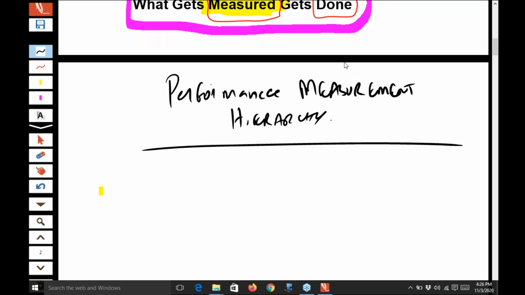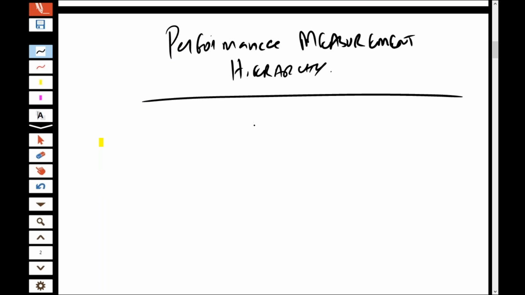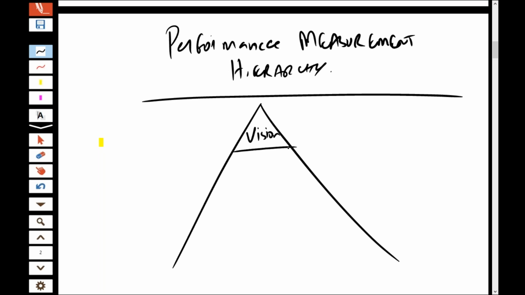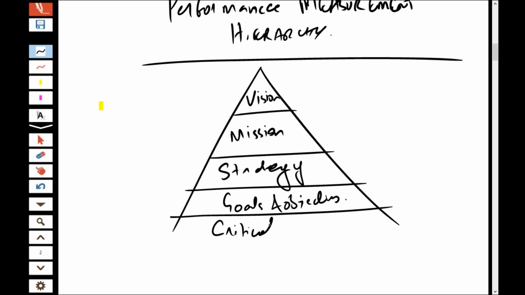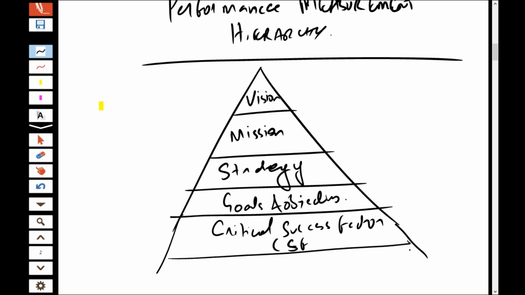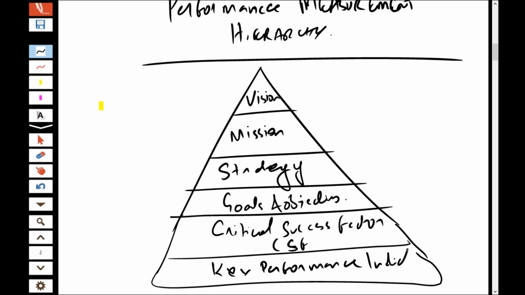First of all, you need to understand how an organization operates. If you look at any specific organization, you would find that at the top is its vision. Then you've got the mission statement, and after the mission, the third thing is the strategy. Then the goals and objectives. After these, you've got the critical success factor, also termed CSF. And after the CSF, you've got the KPIs, the key performance indicators.